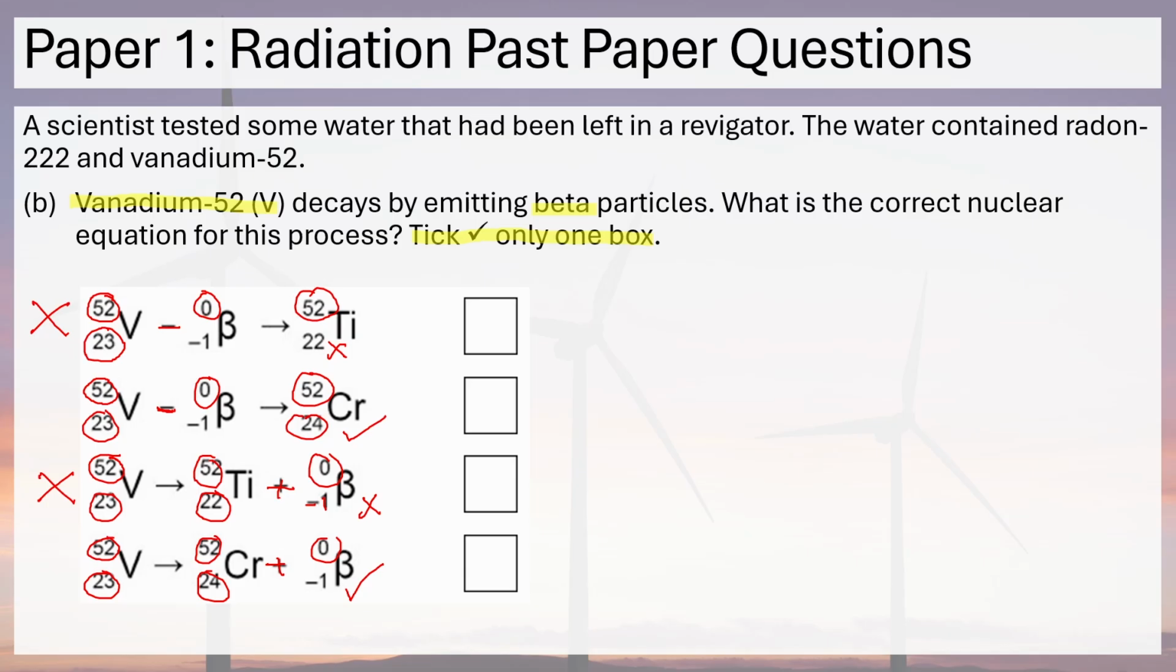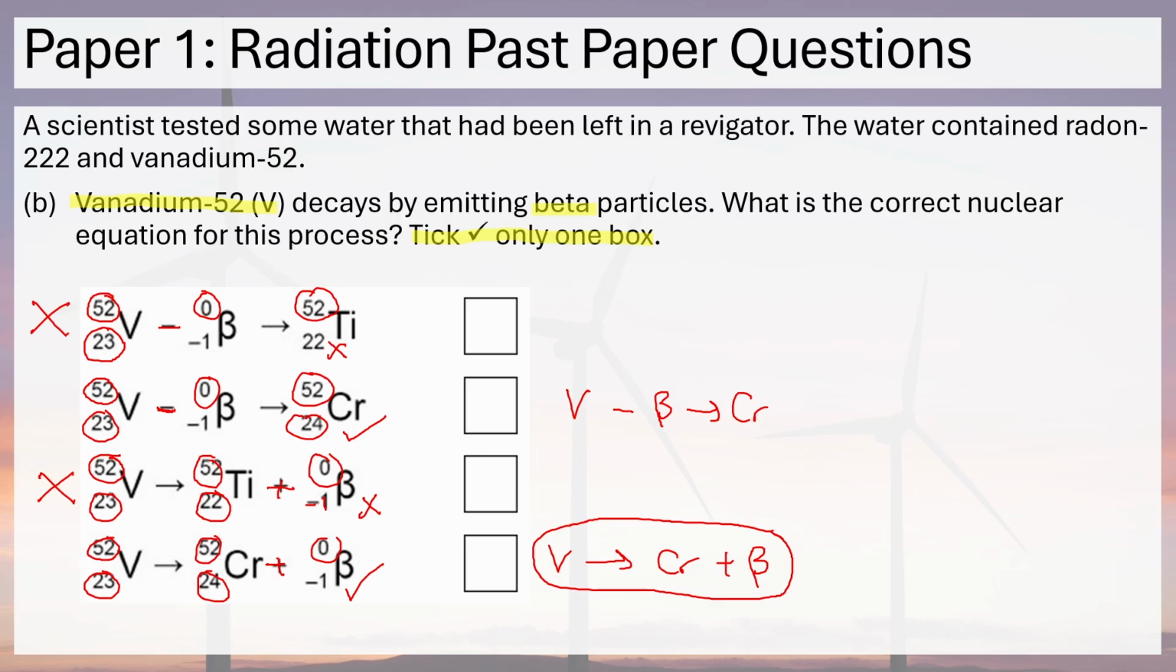Well, in my first one, I've got my vanadium. I'm taking away the beta particle to make chromium. In my fourth one, I've got vanadium splitting into chromium and a beta particle. Now, this is the correct version because we're always representing that original particle. I just started with a vanadium particle and it's split into chromium plus beta. So our correct answer is the bottom one. But it's quite a sneaky question, that one.